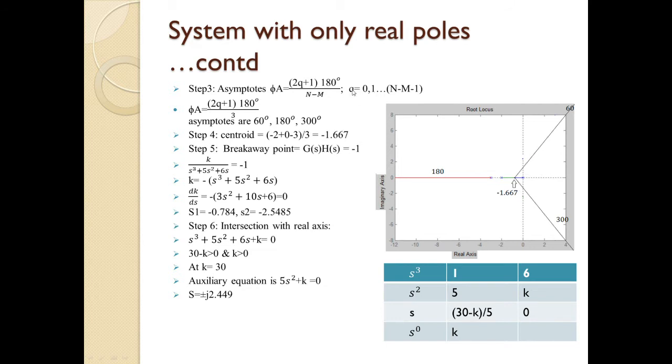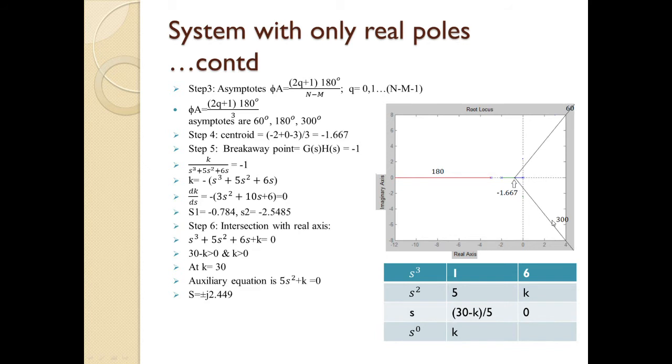If we put these values of q, with n minus m equal to 3, then from this formula we get 3 asymptotes, which are 60 degrees, 180 degrees and 300 degrees.